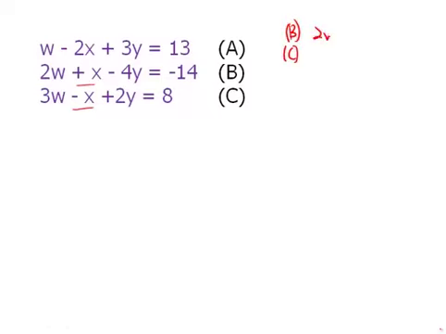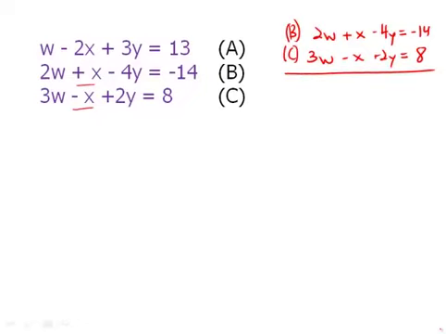B is 2w plus x minus 4y equals negative 14. C is 3w minus x plus 2y equals 8. Add them up, add everything straight down, we get 5w minus 2y equals negative 6. I'm going to call this equation D. This is now one equation that has two unknowns.